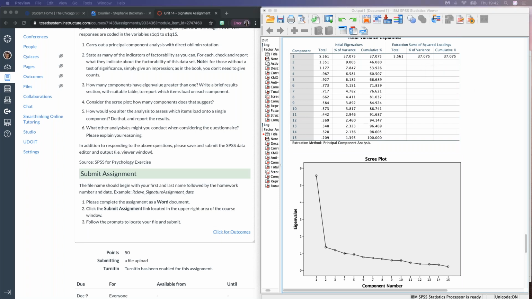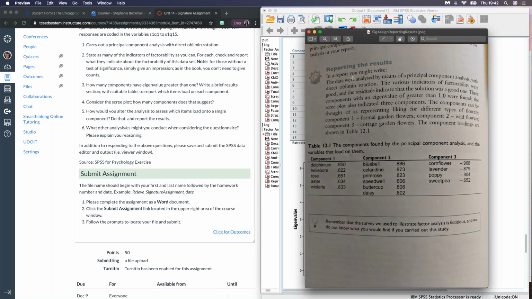So then I'm going to report my results, just like I did before, but it will be a little bit different this time because we ran the test differently. The data were analyzed by means of principal component analysis with direct oblimin rotation with loading on a single component. So that's different because we loaded on a single component. Last time we didn't say that. The various indicators of factorability were good. So that's those 6 things that we just ran through.